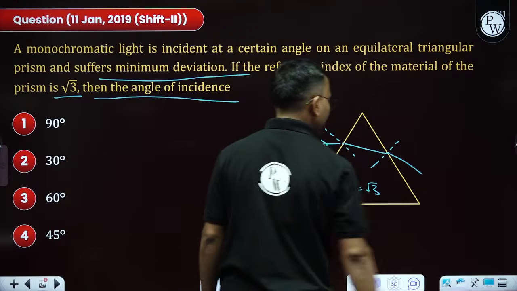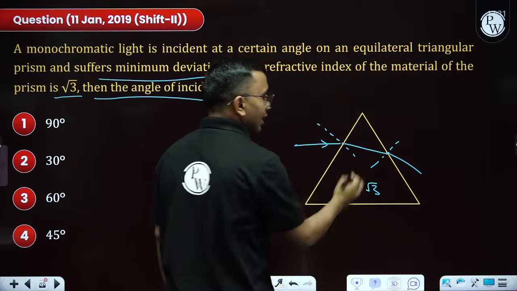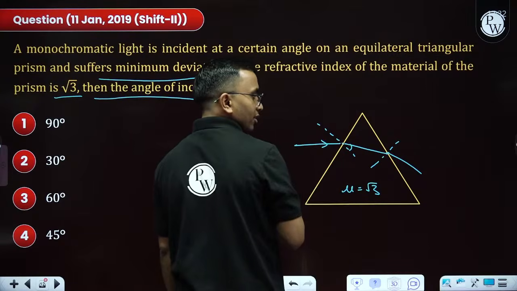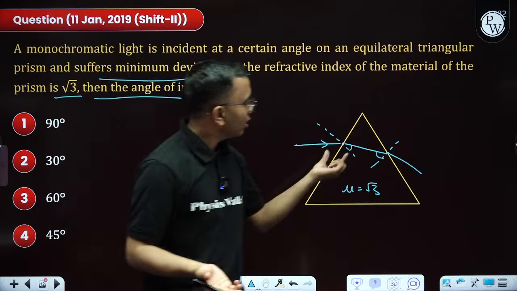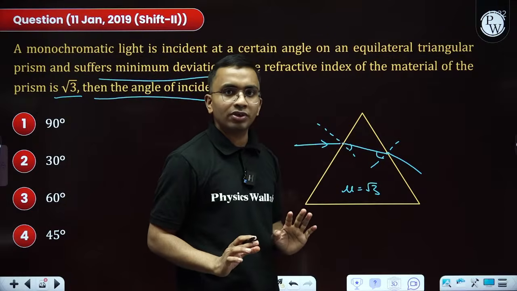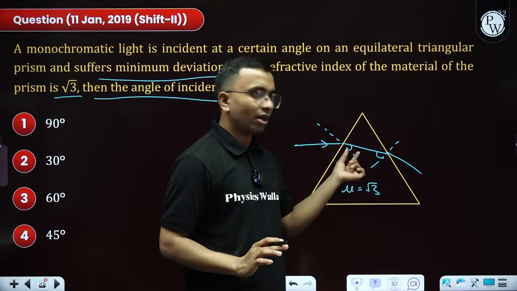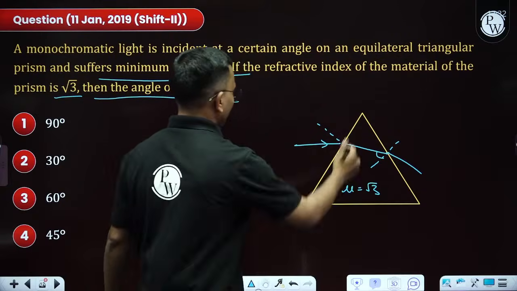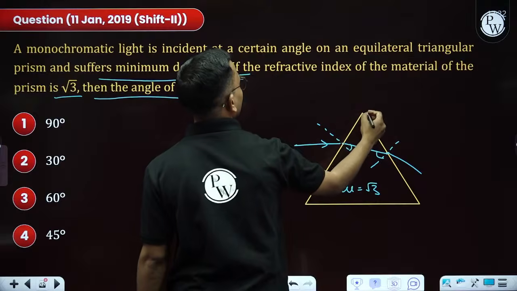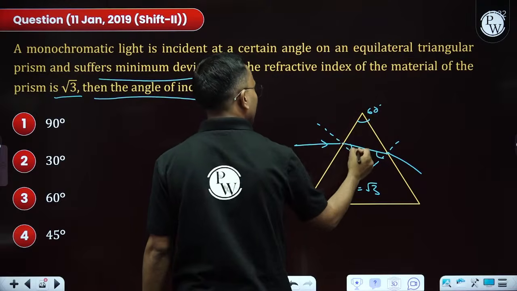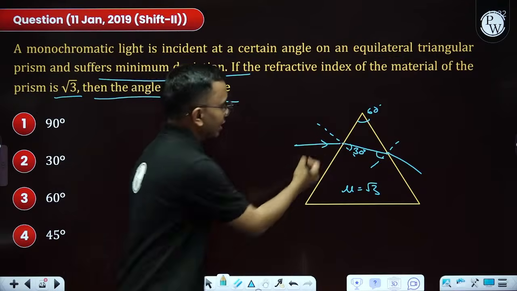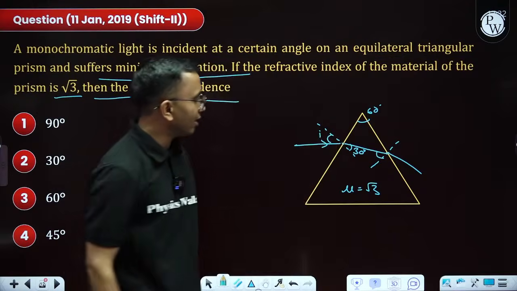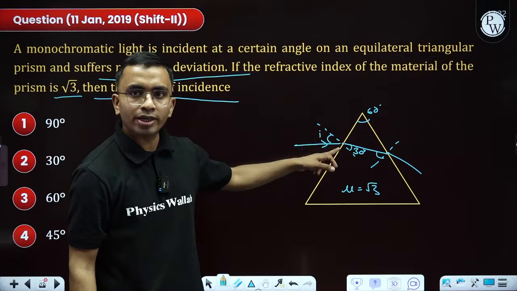Suffers minimum deviation. It means this angle and this angle both will be equal. r1 plus r2 is equal to A, we know. For minimum deviation, r1 is equal to r2, that is A by 2. What is A? This was an equilateral triangle, so this angle is 60 degrees, so this has to be 30 degrees.